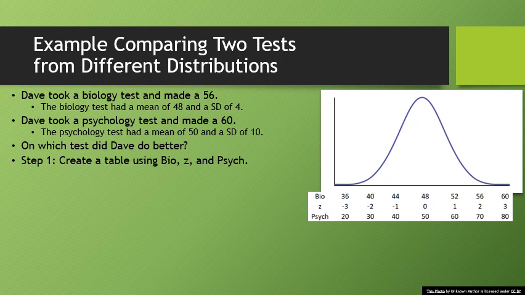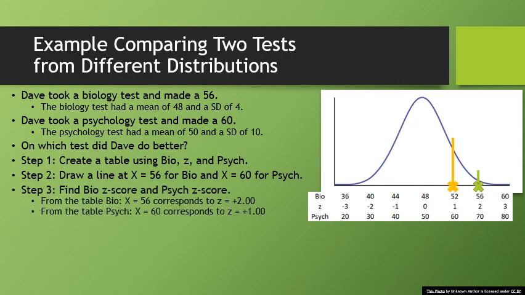And draw your curve. Draw your first line at x equals 56 for the bio scores. So that would be the green line here. Looking at the bio row, find 56 and draw a line. And the next one, you're going to draw a line of x equals 60 for the psych scores. Well, 60 is on the psych row, so draw an orange line there, or whatever color you like. Or you could make a dashed line for the second one.